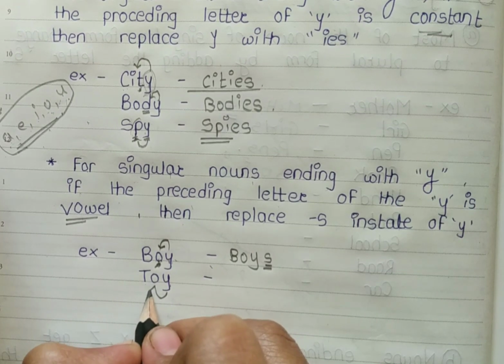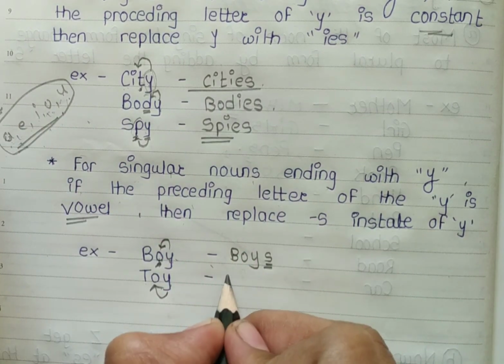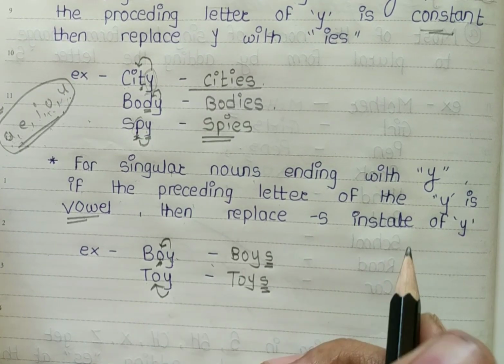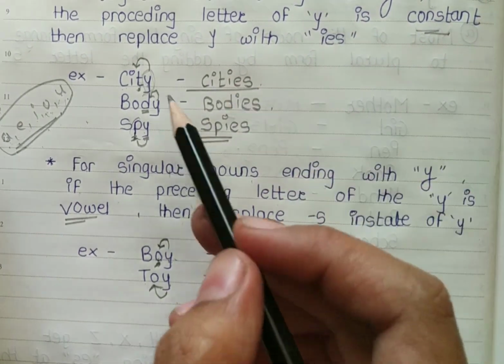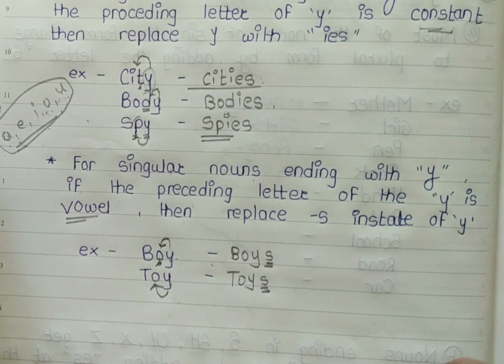Next example is toy. So same, it's an o, and o is our vowel. So we will write it as toys. It's very simple. I hope you get this, how to replace the y with ies and when not to replace the y with the ies.